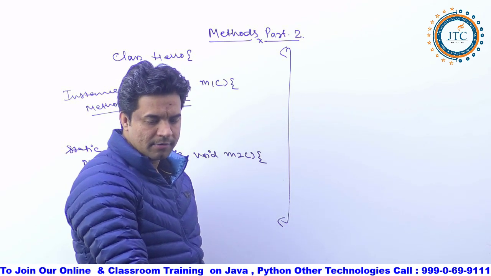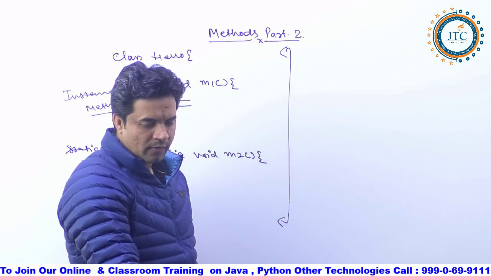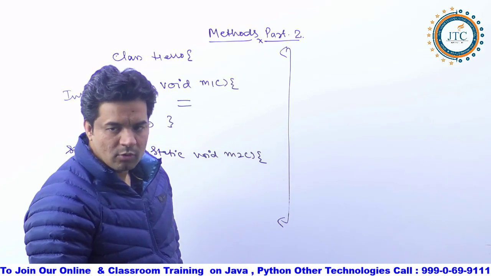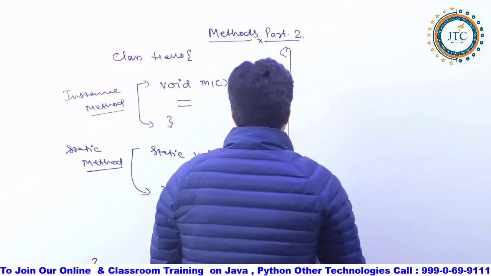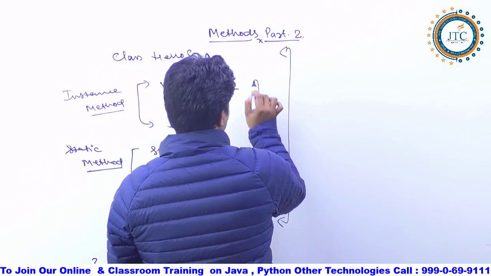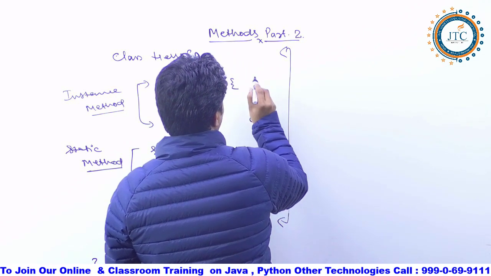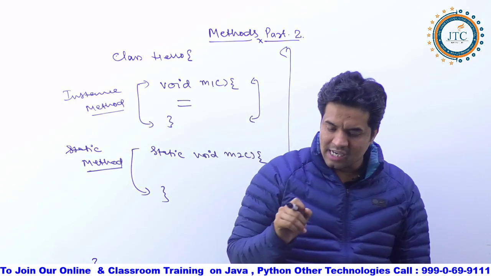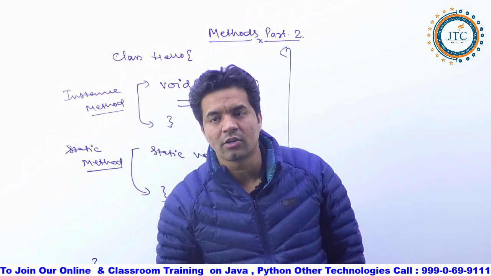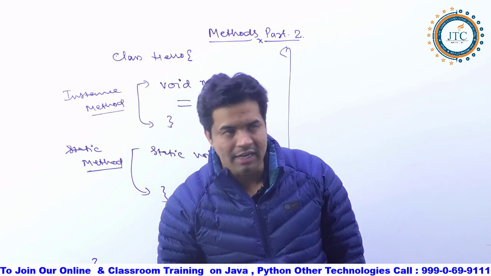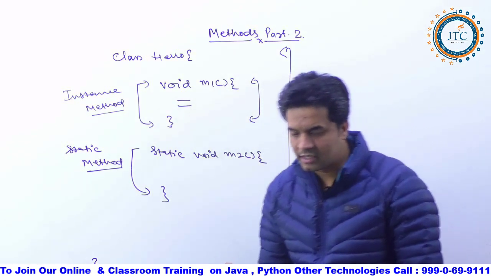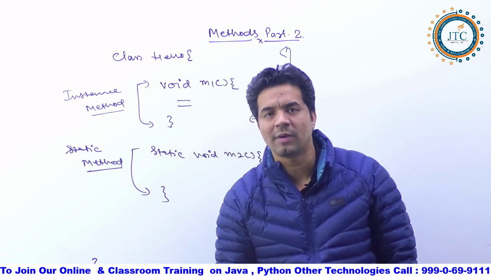All of you are getting here? Okay. So when we are writing something in this, let's understand one more thing: if it is an instance method, this instance method of a class can be called by creating the object of a class. If you are creating the object of a class, then only this method can be called.